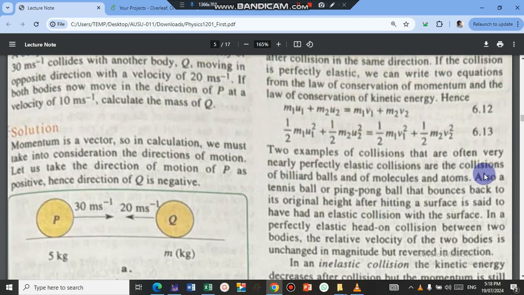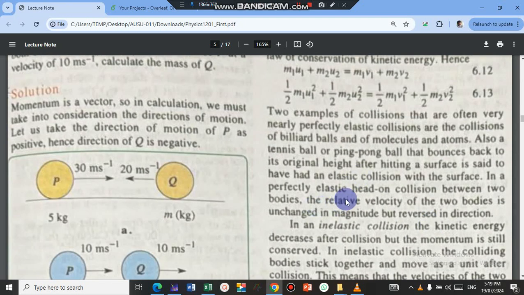This is why they are making this statement that a tennis ball or ping pong ball that bounces back to its original height after hitting a surface is said to have had an elastic collision with the surface. Okay, then in a perfectly elastic head-on collision between two bodies, the relative velocity of the two bodies is unchanged in magnitude but reverses in direction.